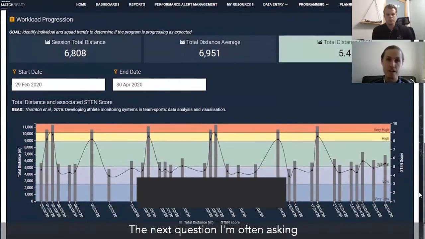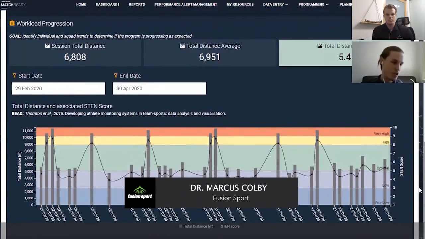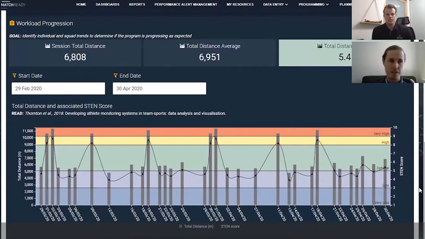The next question I'm often asking when I'm working through with our clientele and with various organisations is where did the players come from in terms of their load over the program, both internally and externally, and being able to identify both individual and squad trends to determine if they're actually progressing as expected.